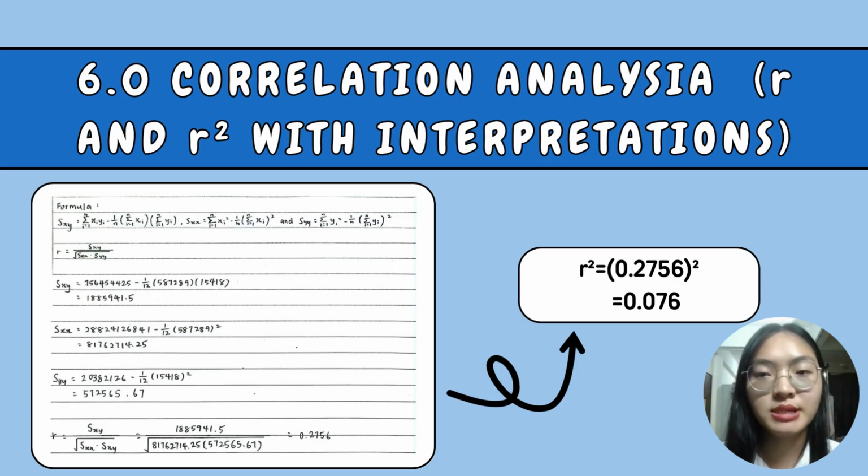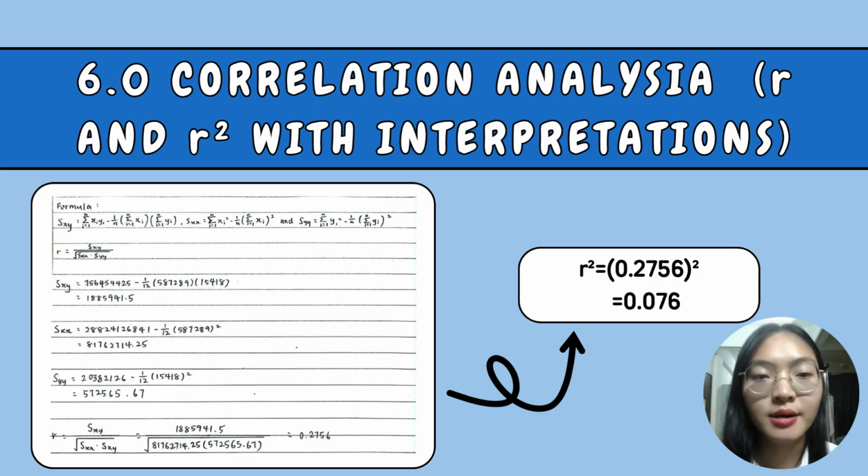Now I'm going to present the correlation and regression. Let's start with the correlation analysis. We calculated the correlation coefficient R, which shows the strength and direction of a relationship between two variables. The value of R is 0.2756. This means there is a weak positive relationship between blood donations and organ donations. In simple words, when blood donations increase, organ donations also increase a little, but the connection is not very strong.